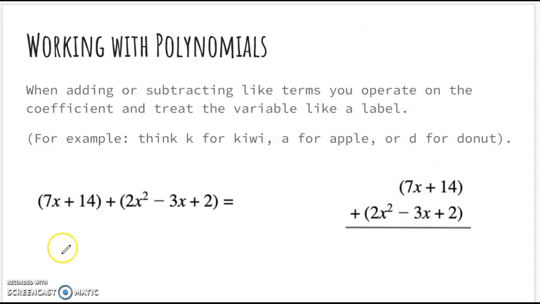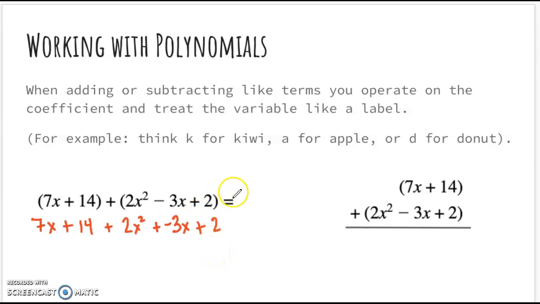So if we take a look at what adding them horizontally looks like first, we want to go through and make sure that we have all addition in our polynomial, because if we have all addition, then we can use that commutative property of addition to rearrange our polynomials so that we have our like terms grouped together and they're easier to add, right? So for example, I've got 7x plus 14 plus 2x squared. I'm going to change this minus sign to adding a negative 3x and then plus 2.